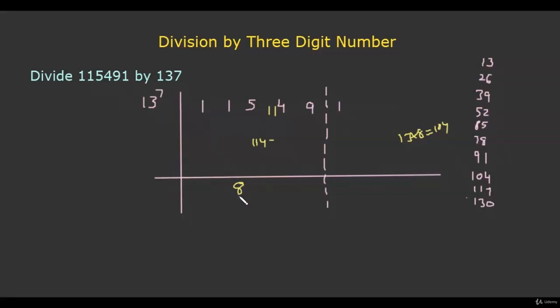7 times 8 is 56, so 114 minus 56 is 58. So net dividend number is 58. So if 13 divides the net dividend number, 13 fours are 52. So 4 is the quotient and 6 is the remainder. So we place the remainder over the next dividend number and the quotient over here.